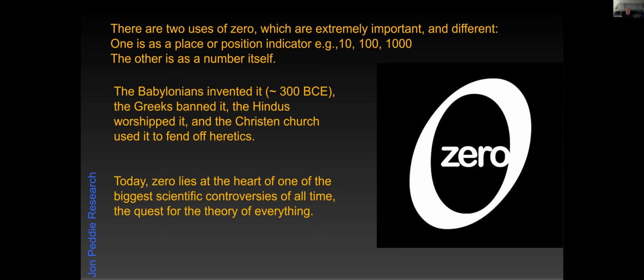Today, zero is at the heart of one of the biggest scientific controversies, and it's tied to one of the biggest discussions in physics, astrophysics and quantum mechanics, where we're trying to define and pool all of the theories about the world into one theory. And the only way you can do that is if everybody agrees on what zero is, and in some cases where zero is.